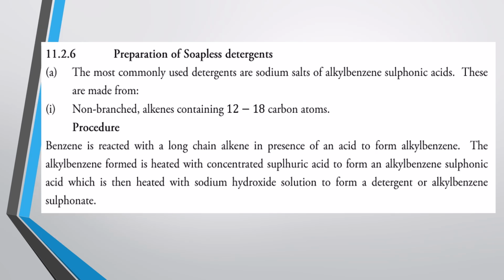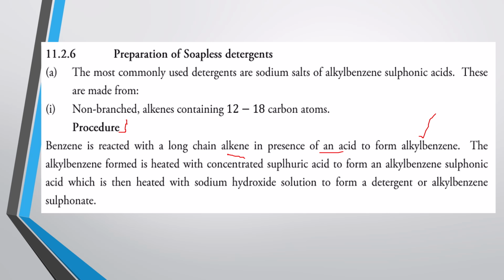Now with that, let's look at the preparation of the soapless detergents. So part A, the most commonly used detergents are sodium salts of alkyl benzene sulfonic acids, which are made from 1 non-branched alkenes containing 12 to 18 carbon atoms. So let's look at the procedure. Procedure 1, benzene is reacted with the long chain alkene, which is done in presence of an acid, and this is done to obtain alkyl benzene.